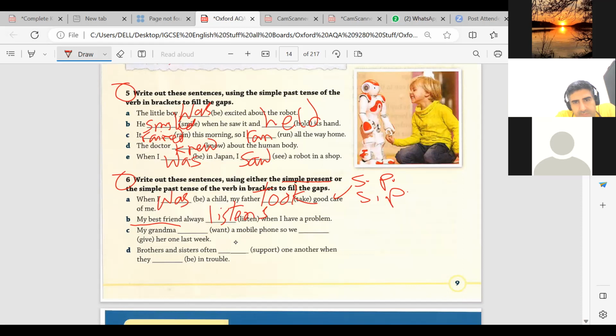Okay. Next. My grandma wanted a mobile phone, so we gave her. Gave. Exactly. Gave. G-A-V-E. Yes. Wanted, gave. Okay. Brothers and sisters often support. No change. Yes. So support one another. Support, no change. When they are in trouble. That's it. When they are in trouble.